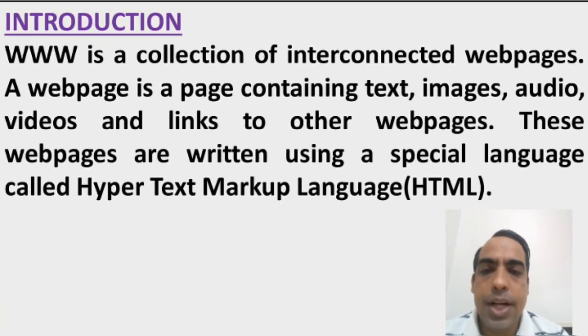WWW is a collection of interconnected web pages. A web page is a page containing text, images, audio, videos, and links to other web pages. These web pages are written using a special language called Hypertext Markup Language, or you can say HTML.